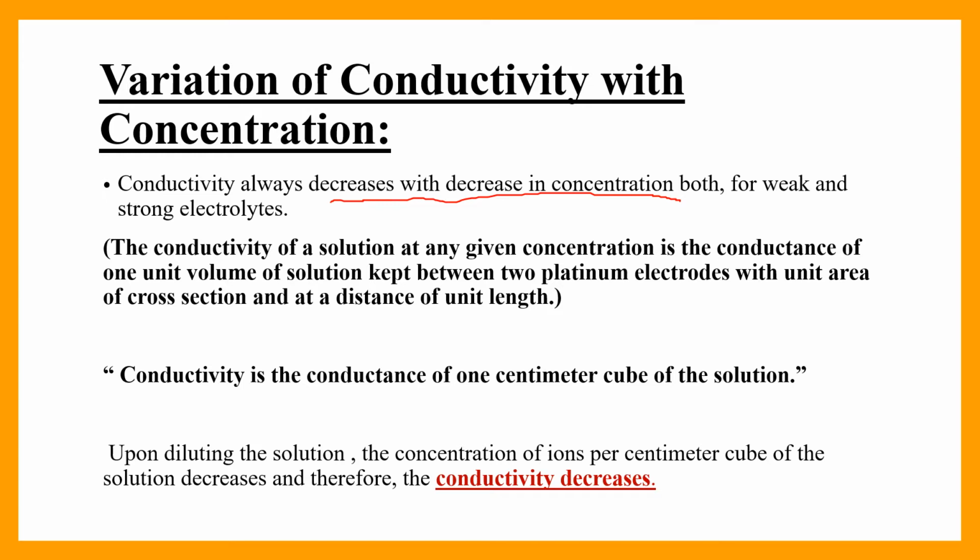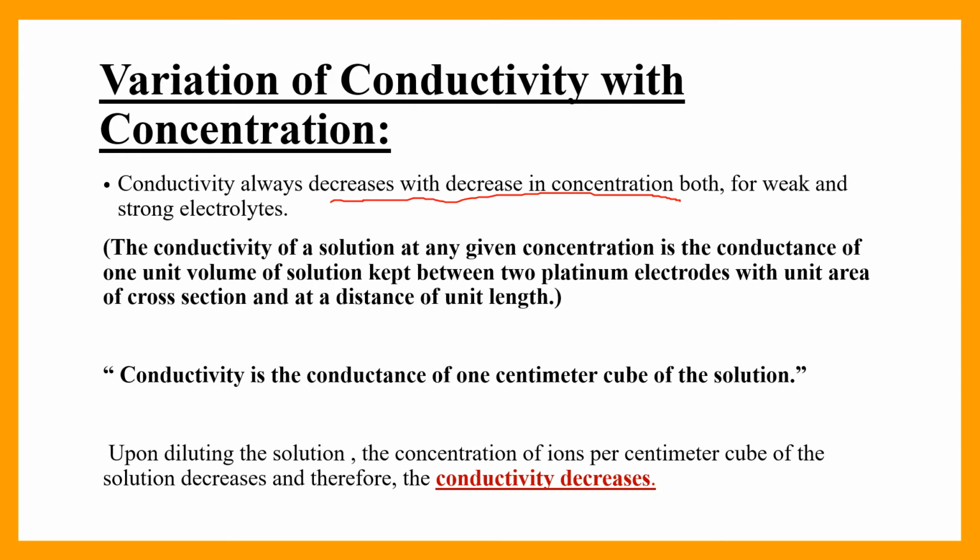The conductivity of a solution at any given concentration is the conductance of 1 unit volume of the solution capped between two platinum electrodes with unit area of cross section and at a distance of unit length. As we have discussed in our previous video, the definition of conductivity is the conductance of the unit volume of a solution capped between two platinum electrodes with unit area of cross section and at a distance of unit length.